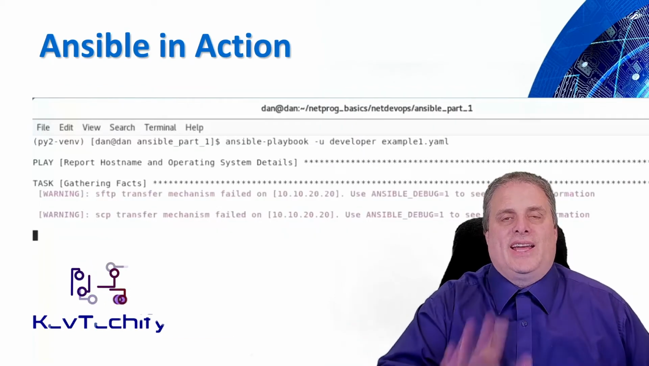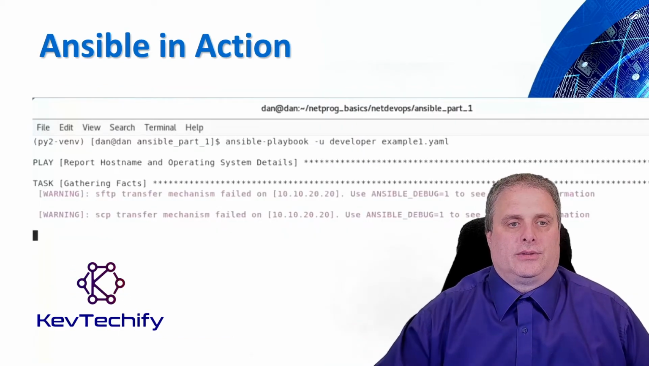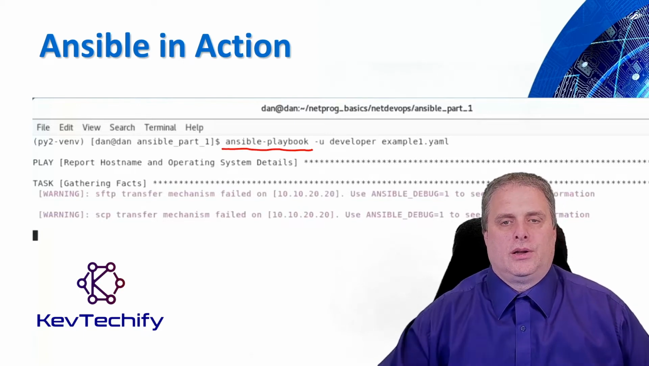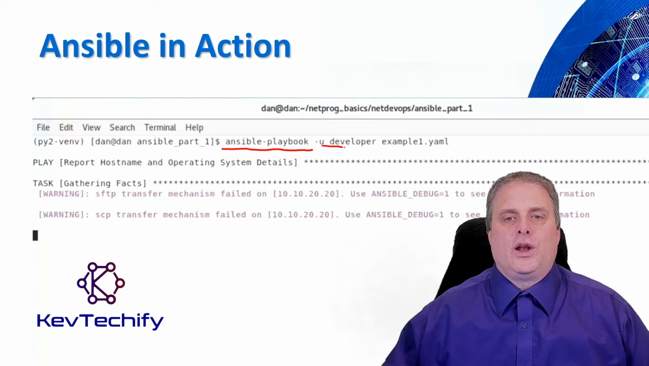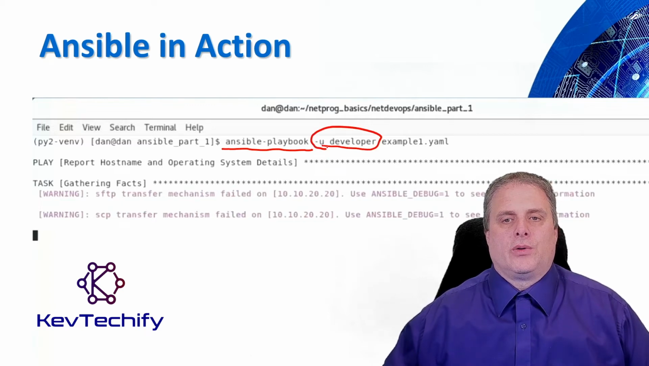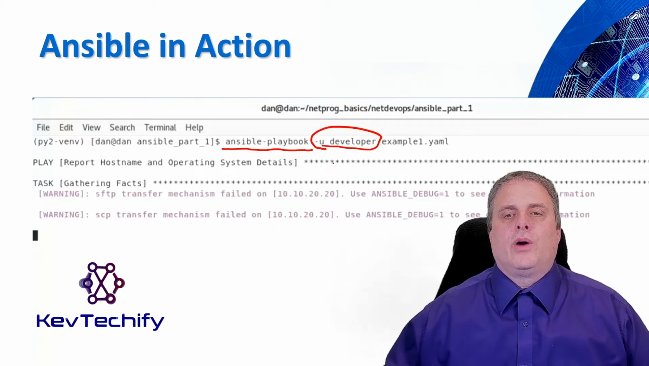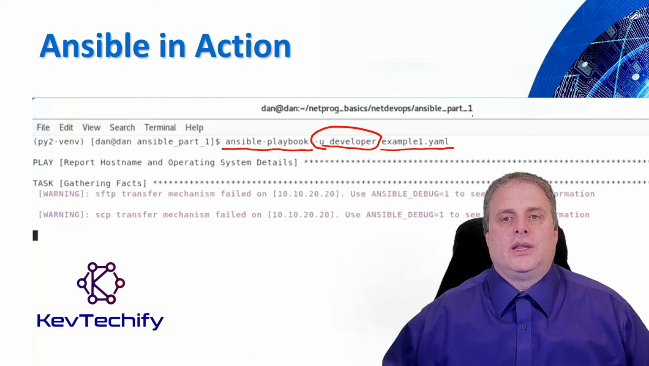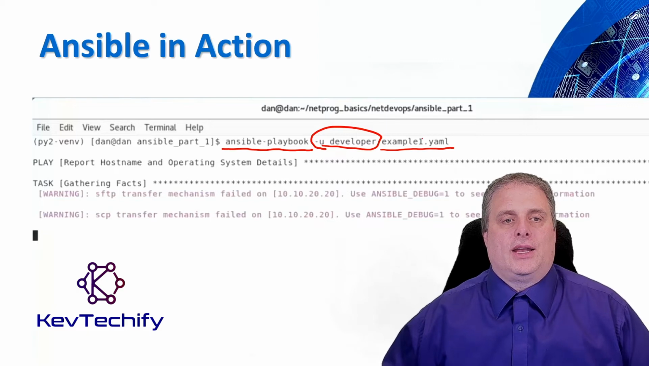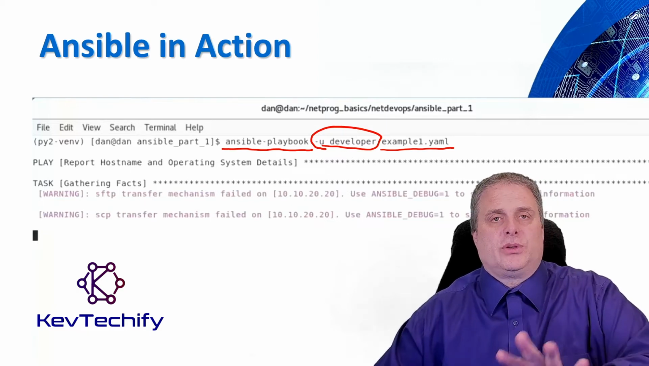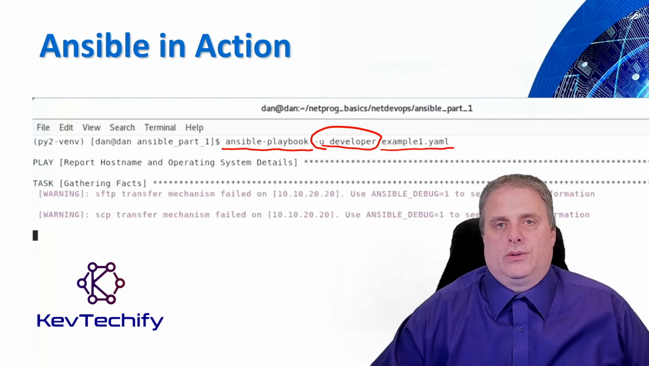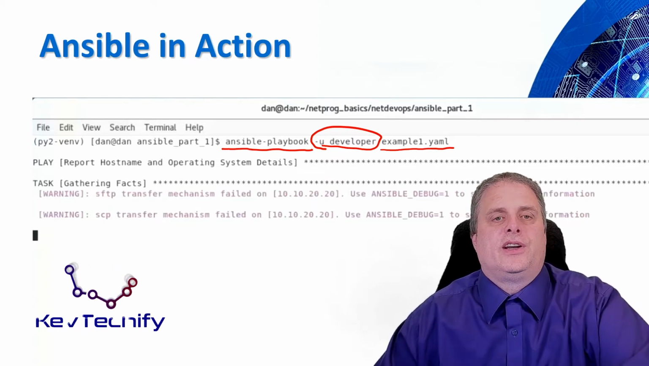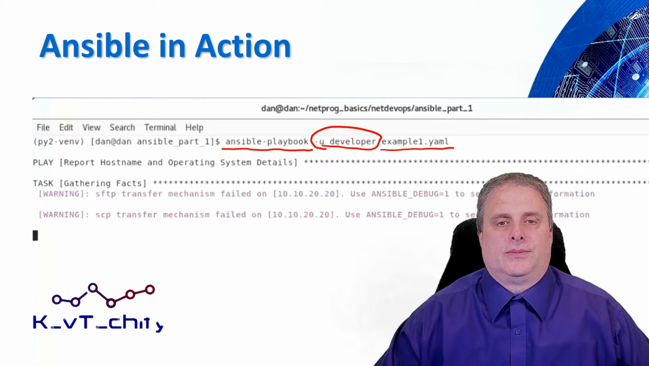Let's take a look at that Ansible script here in action. We run the command ansible-playbook. Then we specify what user is going to run it. And then we run example1.yaml. That was the example from our previous slide. This will use Ansible to connect over to Cisco and connect into the computer we want to configure using Ansible.